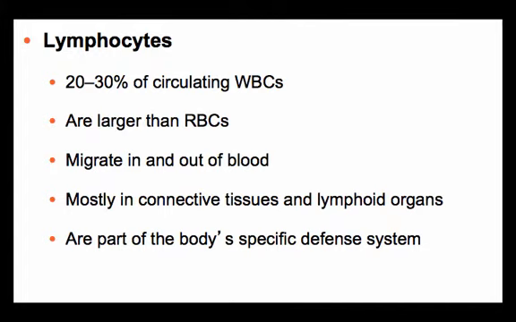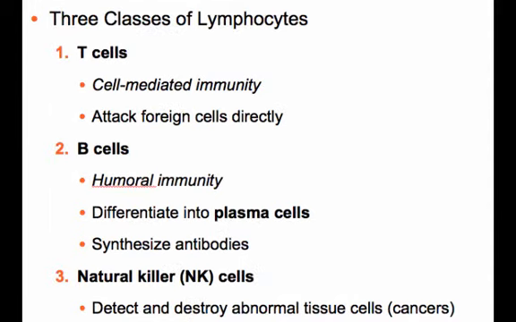Lymphocytes make up 20 to 30% of circulating white blood cells. They are larger than the red blood cells. Lymphocytes migrate in and out of blood. They are mostly found in connective tissues and lymphoid organs. These highly active cells are part of the body's specific defense system. There are 3 classes of lymphocytes: T cells, B cells, and natural killer cells. T cells attack foreign cells directly. B cells differentiate into plasma cells that can synthesize antibodies. Antibodies attach to pathogens to help destroy them. And natural killer cells detect and destroy abnormal tissue cells, such as cancer.